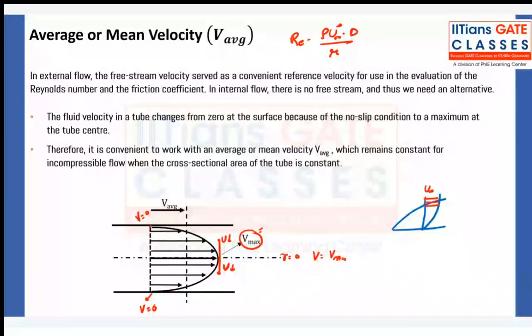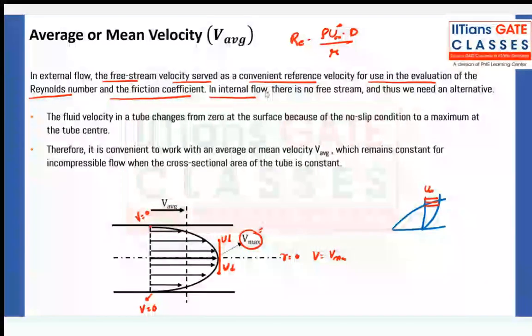In external flows, the free stream velocity served as a convenient reference velocity for use in the evaluation of the Reynolds number and the friction coefficient as well. In internal flows, there is no such free stream, thus we need an alternative. What is the alternative? The fluid velocity is changing from 0 at the surface, because of the no slip condition, to a maximum at the tube center. I have already told you all this. It is just written here. Therefore, we need to define a V average that will remain constant. Now, how do you calculate your average velocity?